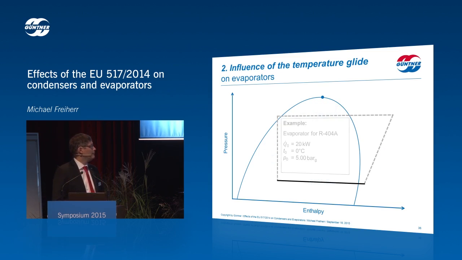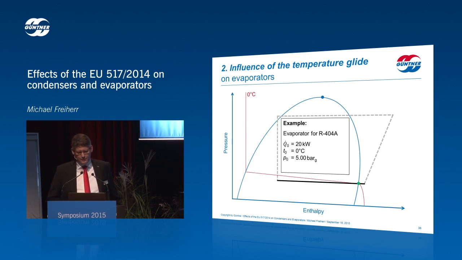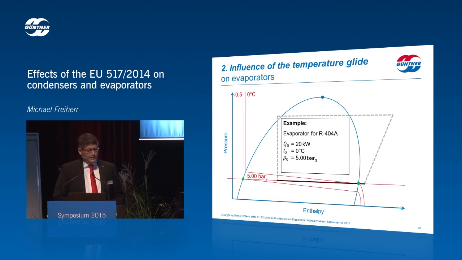We'd like to look at this chart again first. For the evaporator, the example was again the 404A. We were looking for an evaporator with a capacity of 20 kilowatt, 0 degrees evaporation temperature, and the evaporation temperature reaches the dew point temperature here at this green point, and the pressure is at 5 bar. The boiling point temperature would be minus 0.5 degrees, so the temperature glide can still be neglected. It's so small.